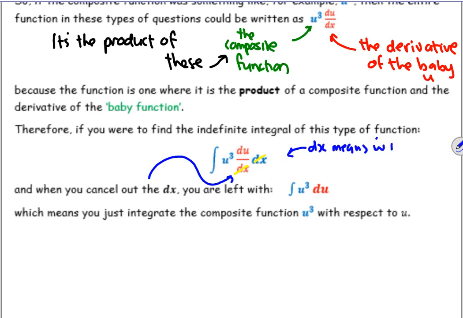With respect to x. Is this the finals or something? No, just a regular game. And the du means with respect to u. Is it after school? Yes. You want to come and see us? Where is it? Here? Yes. Oh, okay. There's so much netball going on.